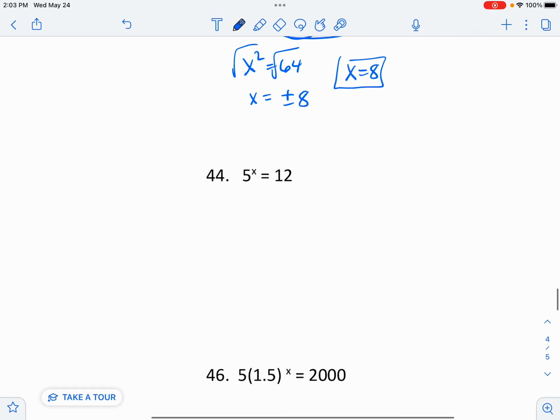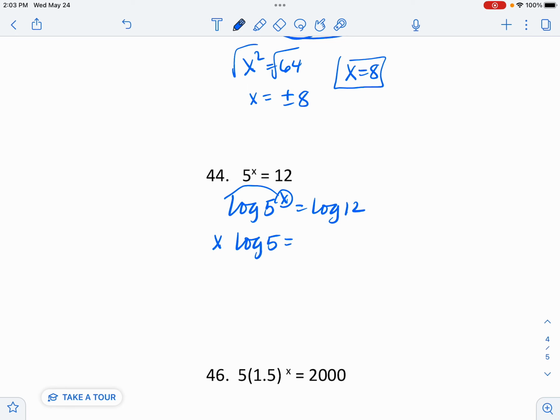All right, number 44. So on this one, I want to take the log of both sides. So log of 5 to the x equals log of 12. Then I'm going to take my exponent, bring it out. So I'm going to get x log 5 equals the log of 12. And then I'm going to go ahead and divide by log 5.